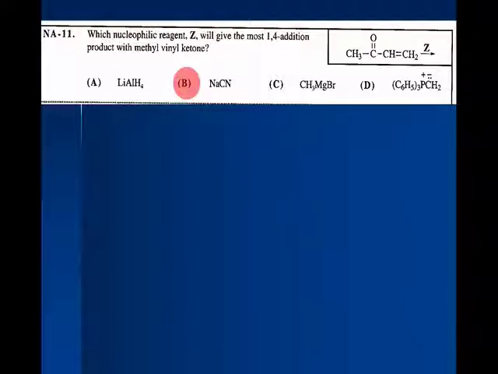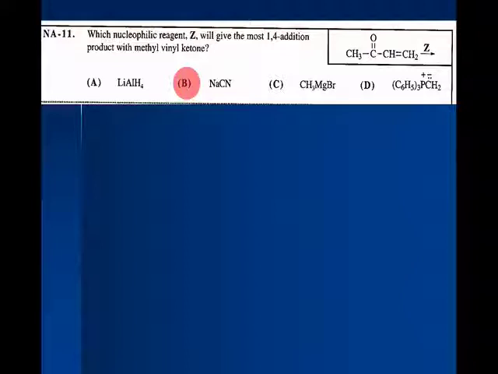B is the correct answer. Let's go through the others, though. Lithium aluminum hydride will do what? It will reduce the carbonyl to an alcohol, right? C, methyl magnesium bromide will do what? 1,2, and add to the carbon of the carbonyl and form an alcohol.